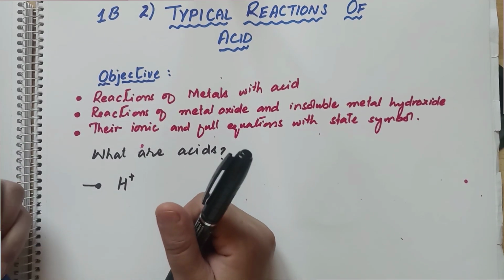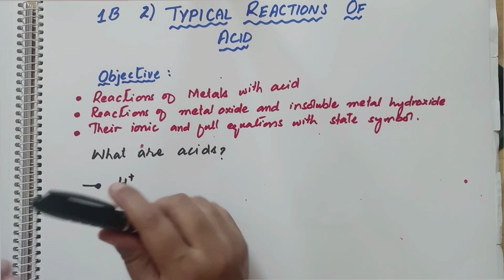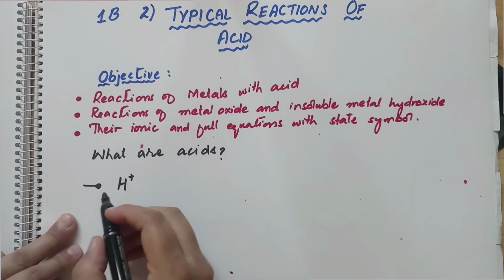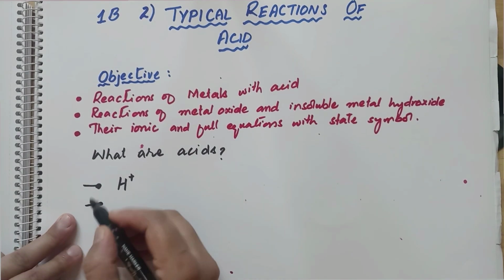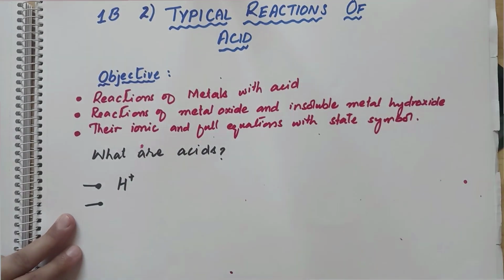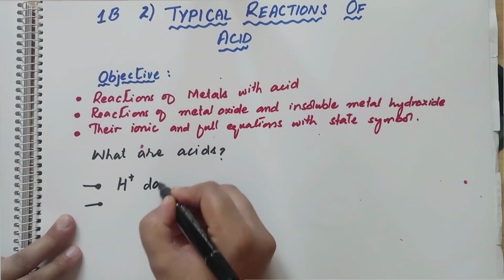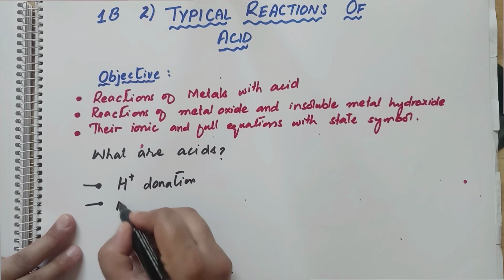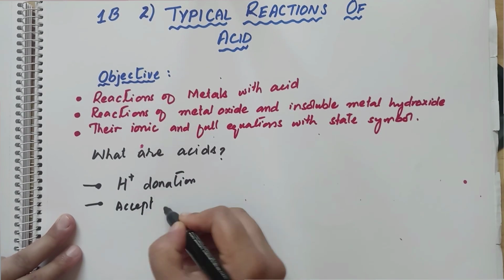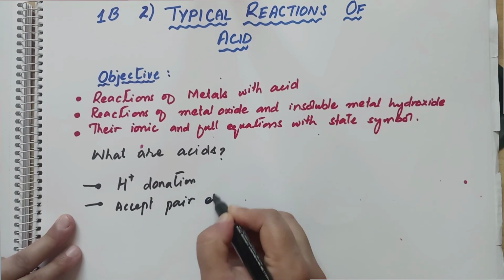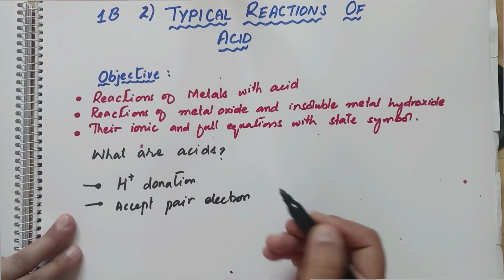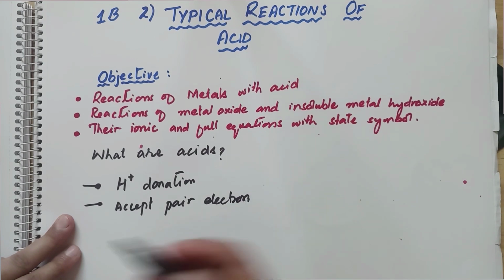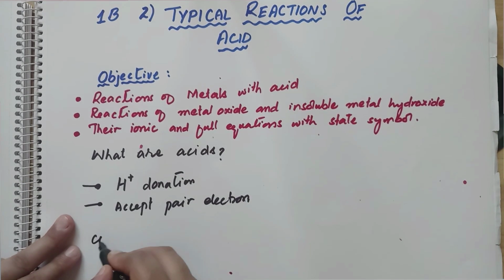An acid is a molecule or a species that can donate a proton or accept a pair of electrons. So, there are two conditions to define an acid. Proton means hydrogen ion donation: either they can donate the hydrogen ion or they can accept a pair of electrons. Is it clear?